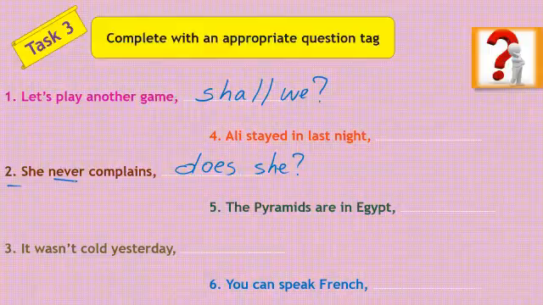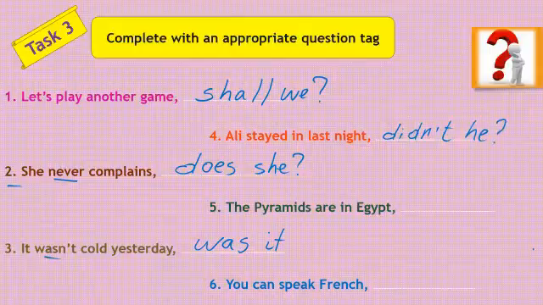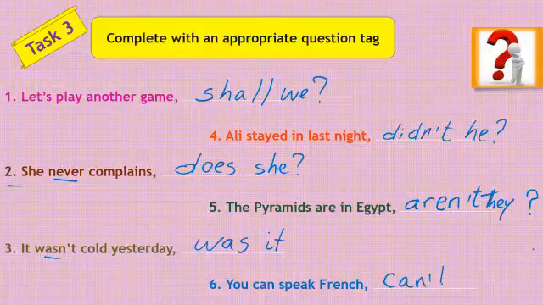Number 3, it wasn't cold yesterday, was it? Was it? Positive, as the auxiliary in the statement is negative. Number 4, Ali stayed in last night, didn't he? Simple past, negative. Number 5, the pyramids are in Egypt, aren't they? The pyramids. They. Last one, you can speak French, can't you? Can't you? Negative form of can.